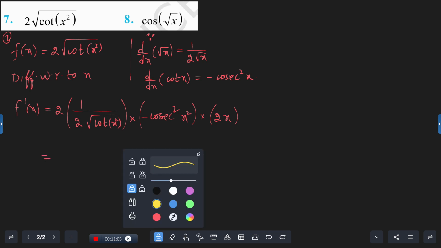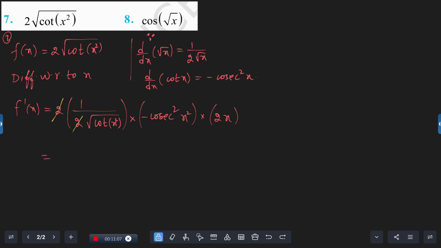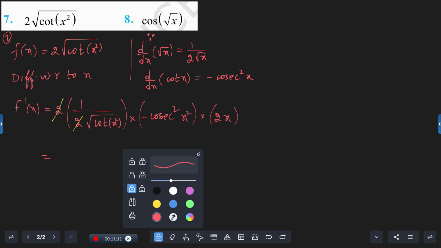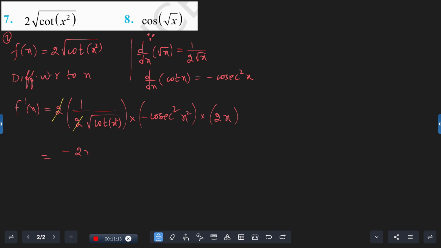Right. Fine. Here whatever we have we can cancel. Numerator 2, denominator 2 we can cancel. Anything else? That's it. Right. So minus 2x into cosecant square x square whole divided by square root of cot x square.